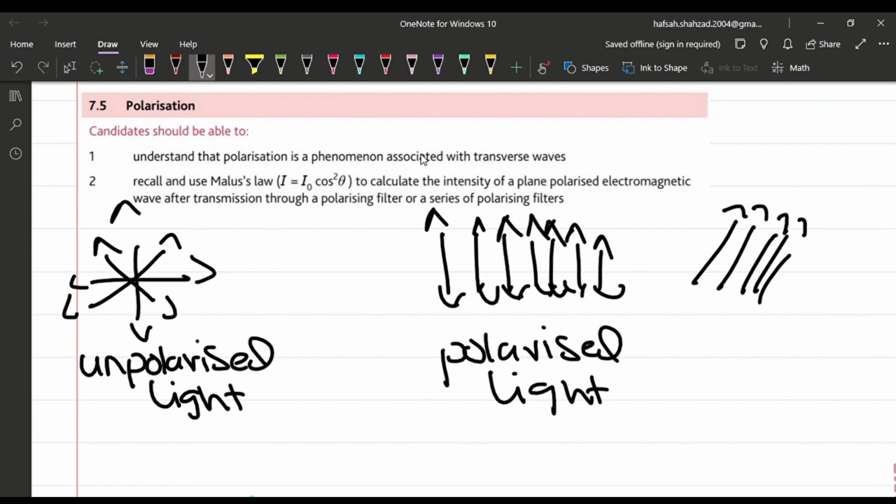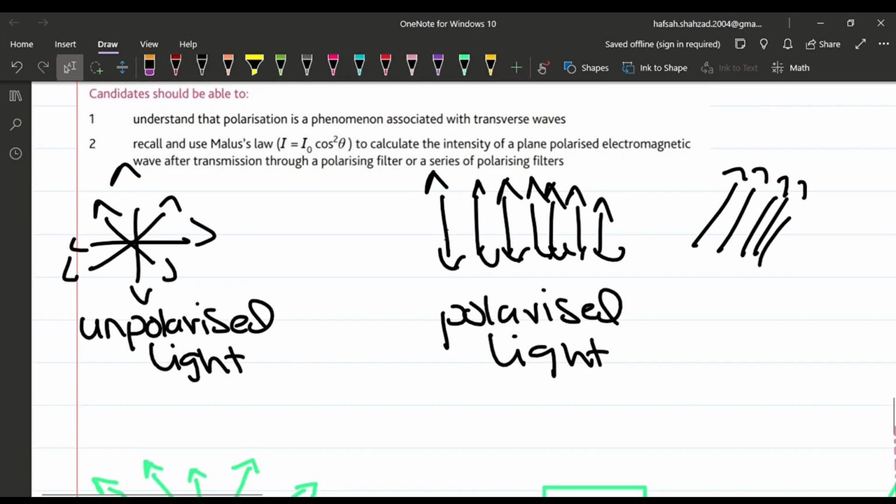So we can achieve polarization using a filter, which is also known as a polarizer or an analyzer. So we have two types of filter, a polarizer and an analyzer. Now, one other point worth mentioning is that polarization is a phenomenon that is only associated with transverse waves. Longitudinal waves like sound waves, they do not exhibit polarization.